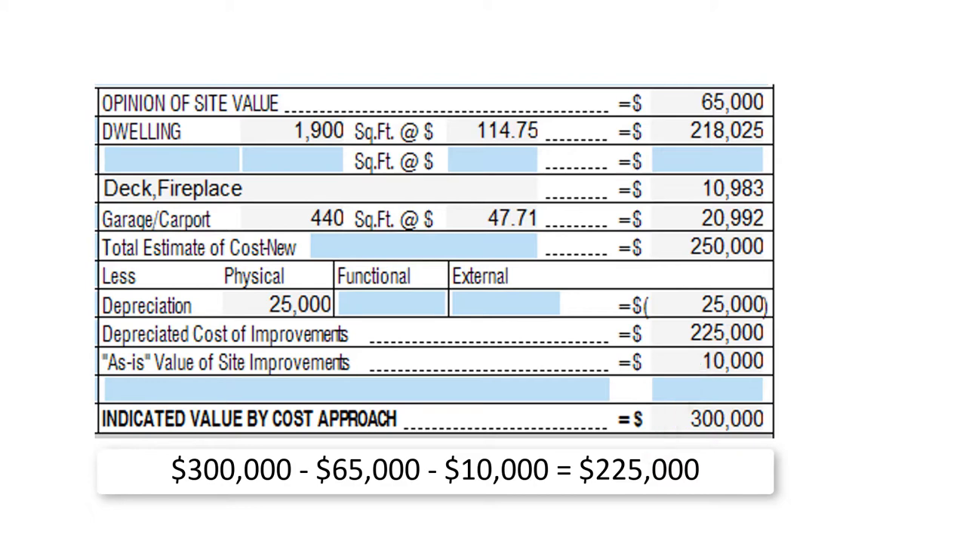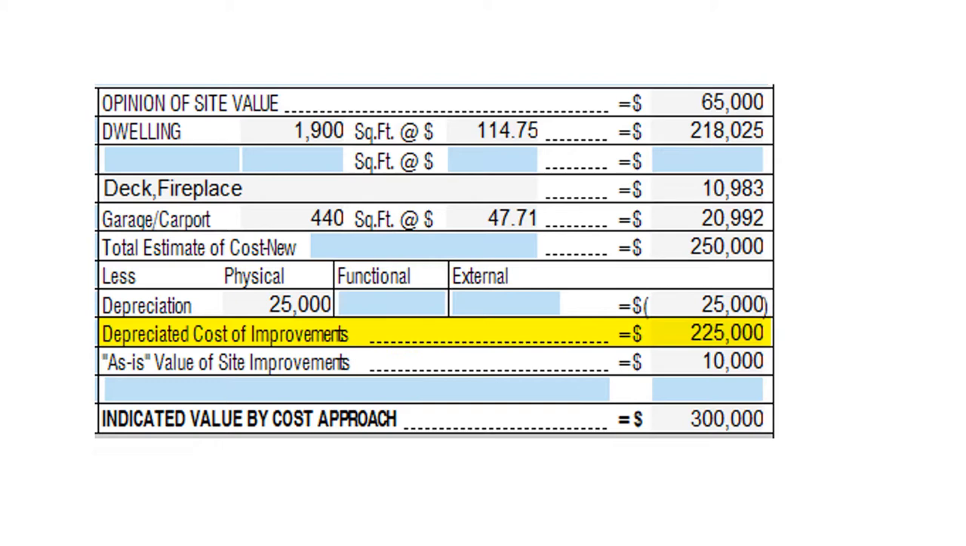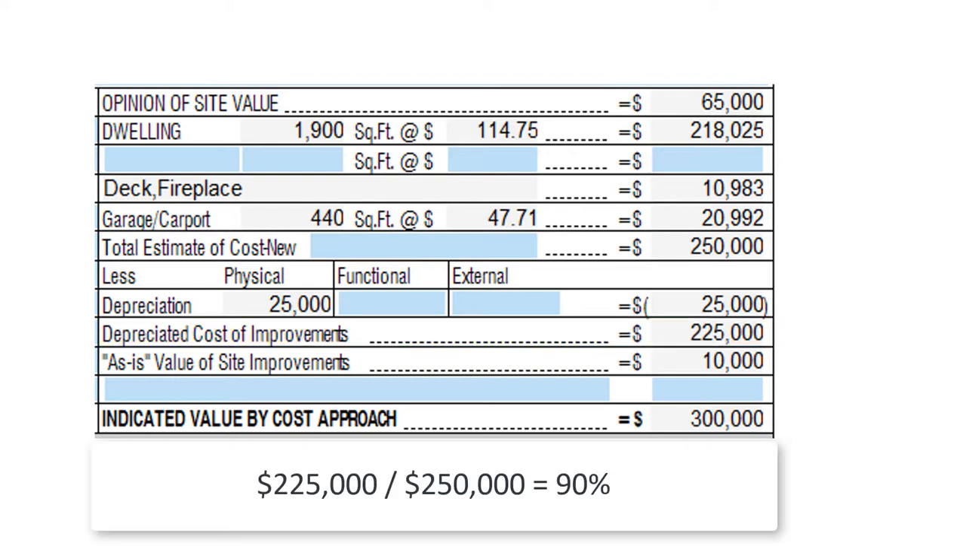Notice that the cost new of the building is $250,000. However, when the market pays only $225,000, then there must be $25,000 of depreciation. The depreciated cost, the contributory value of the improvements, is $225,000. In other words, the market pays 90% of current cost.